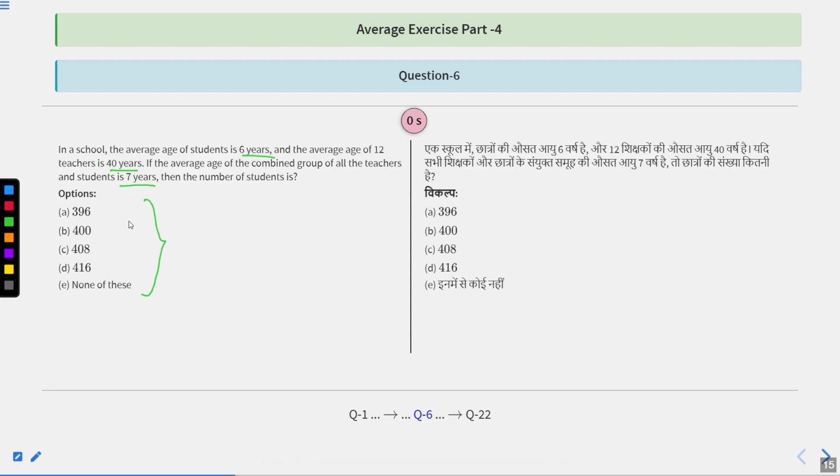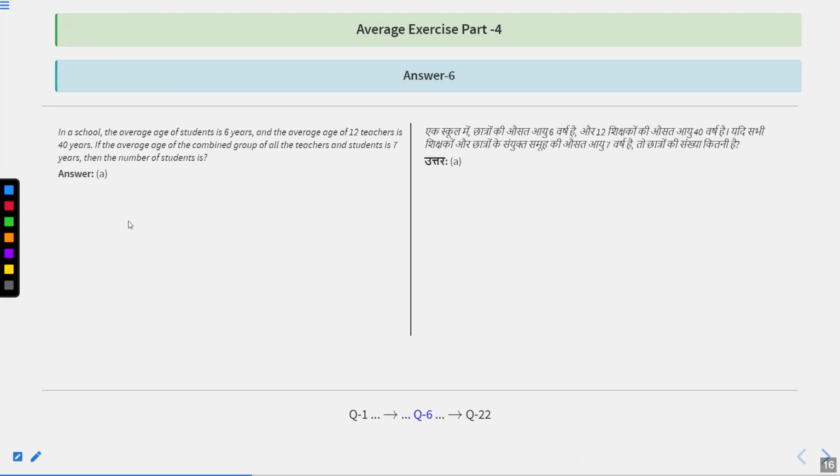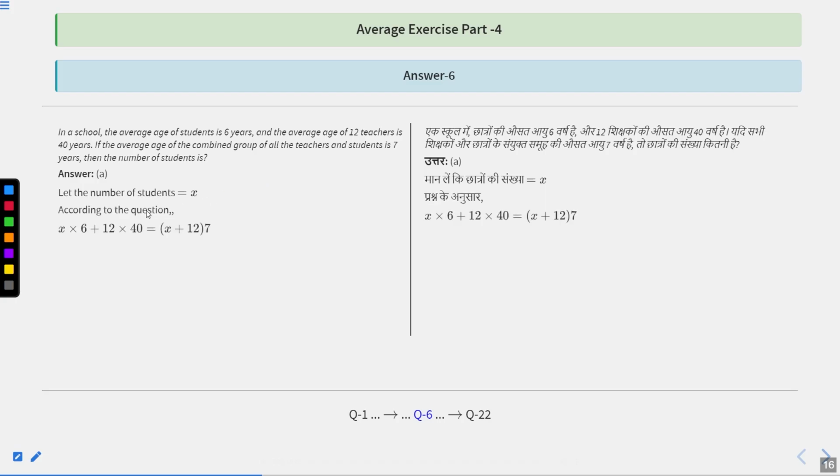Now time's up. Let's see the solution. The question says that in a school, the average age of a student is 6 years. So first we let the number of students be X. Clear? According to the question, the average age of a student is 6 and the average age of 12 teachers is 40. So we can write X into 6 plus 12 into 40, and the average of the combined group is 7, so we write X plus 12 multiplied by 7, and both should be equal.